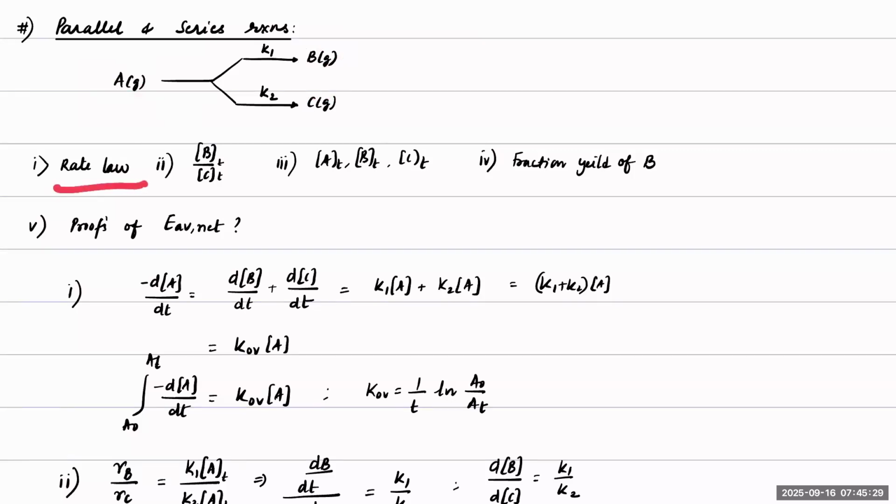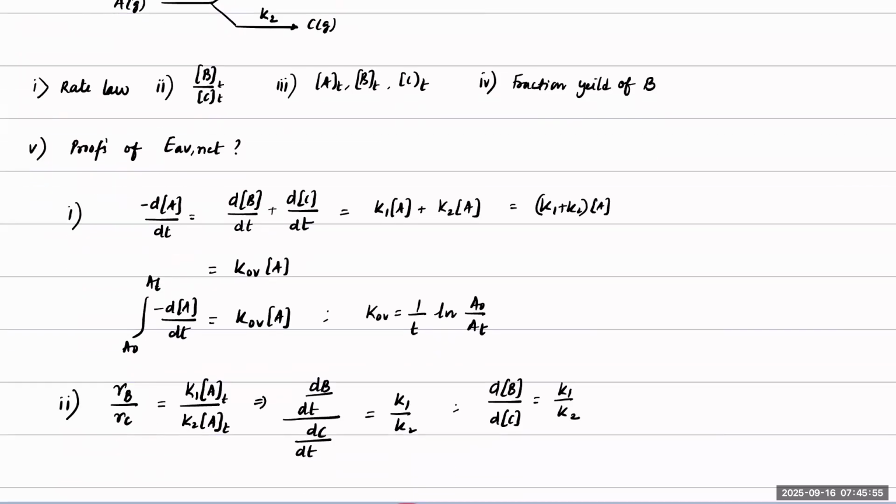In that case, how do we define the rate law? What is the concentration B by C value? What are the individual concentrations? And more importantly, what is the fraction of B with respect to the overall B and C? And what is the fraction of C, and vice versa? Clear?